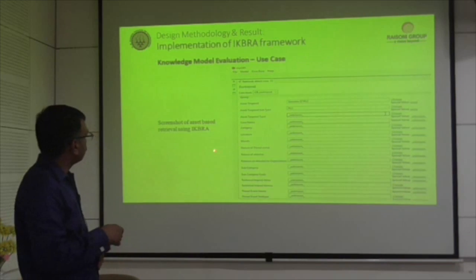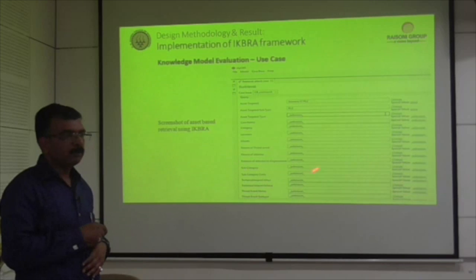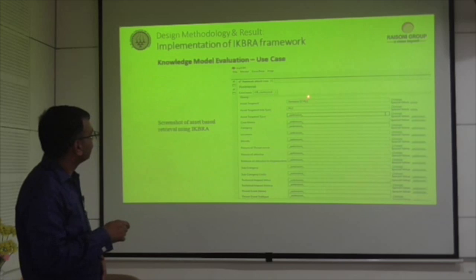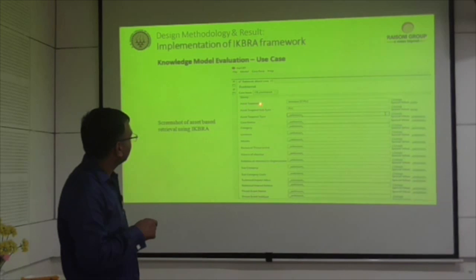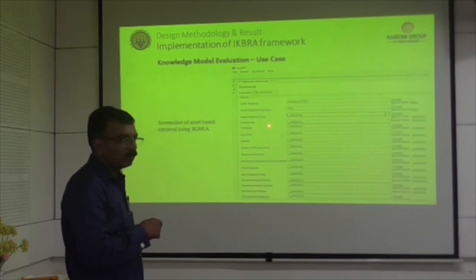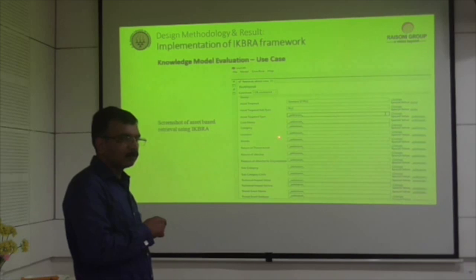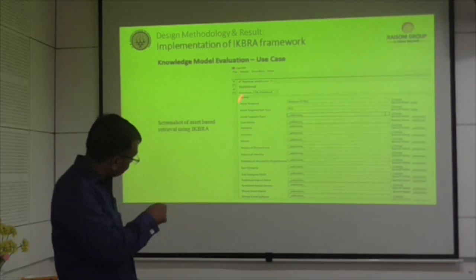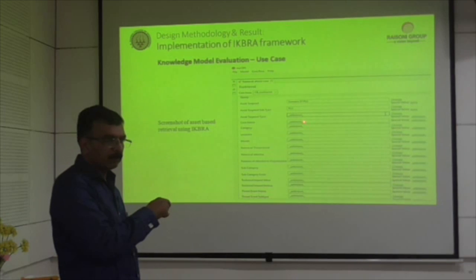This is the asset. Suppose he wants to know about the Siemens. These are unreadable, so I can't really read what you are showing. Sir, this is the asset targeted. Asset targeted. Suppose any new one comes and he wants to know. So you are retrieving from the database. Yes, this is a screenshot of my CBR.